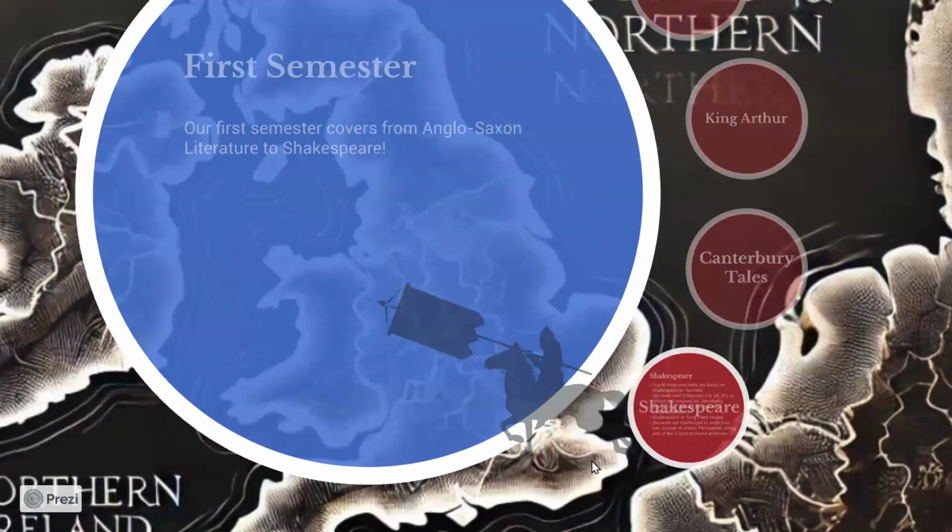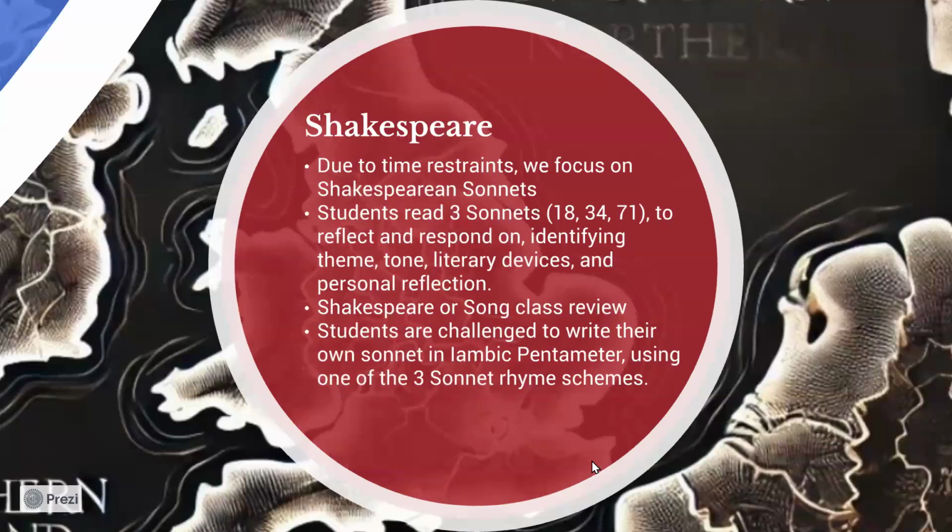And we round out the semester with Shakespeare. Due to time constraints, we just don't quite have the time to do a full play, so we focus on the sonnets. They read 3 sonnets, and then they reflect and respond on them, identifying theme, tone, literary devices, and personal reflection. We also do a really fun class activity, Shakespeare or Song, where I have a list of different lines, and they get to determine if they think it's a Shakespeare line or song lyrics. Students are also challenged to write their own sonnet in iambic pentameter using one of the 3 sonnet rhyme schemes, Shakespearean, Petrarchan, or Spenserian.